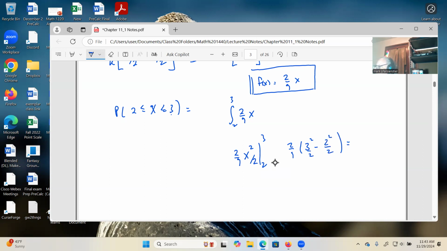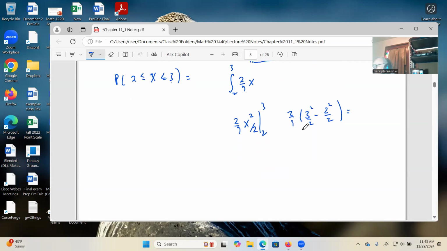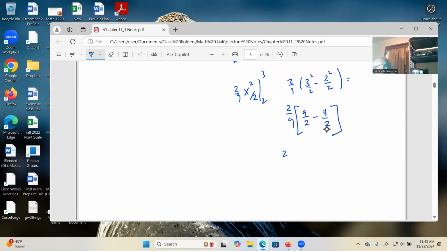And of course, this is always the hardest part of every calculus problem, figuring out the arithmetic after you get done with your integrals. We have 9 halves right here minus 4 halves. Okay, so we can go ahead and figure this out. So that's going to be 2/9 times 9 halves minus 4 halves. I left them without trying to reduce because I knew I was going to need 9 halves minus 4 halves, which is going to give us 5 halves. And then we say, okay, well, this is 5/9.